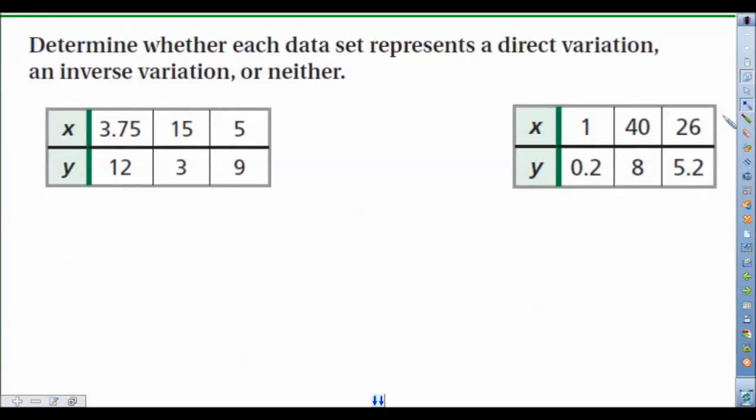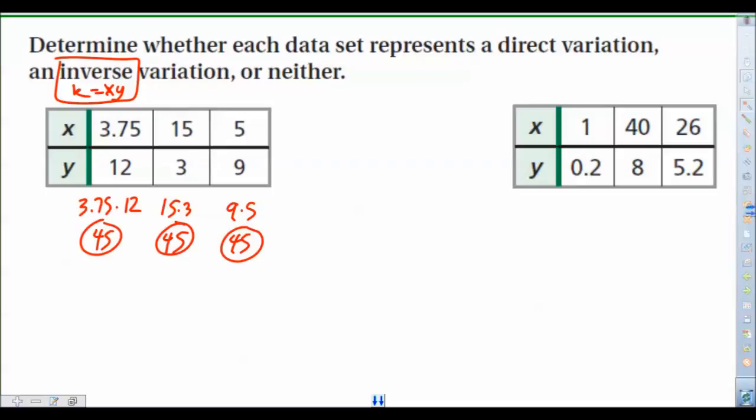For example, we look at these right here. If I'm doing a check to see if it's inverse variation, remember, for inverse variation we want to see if k is equal to x times y. 9 times 5, that's 45, right? And 15 times 3, that's also 45. And if we take a second and double check the 12 times 3.75, we also get another 45. So since every single one of these, when we multiplied x times y, gave that same k value, that means this example here was inverse variation.